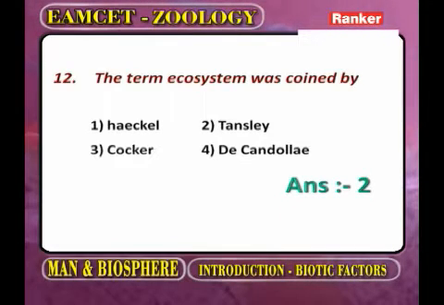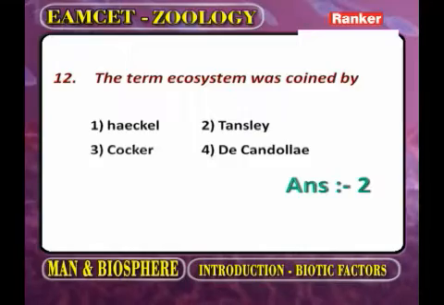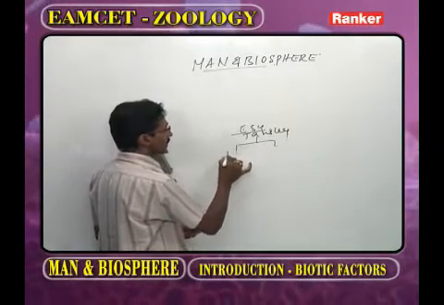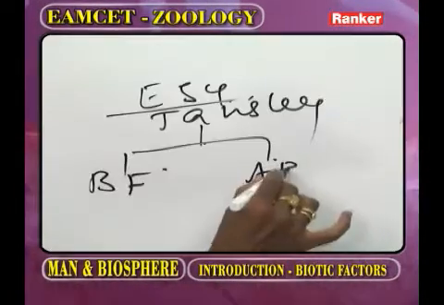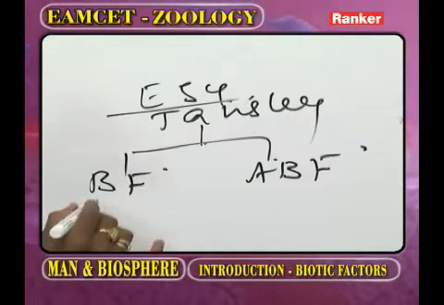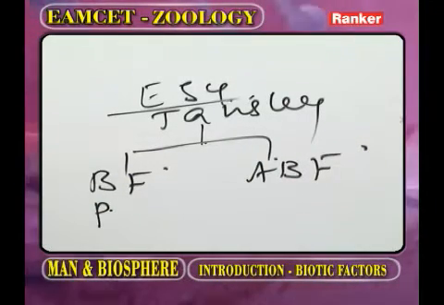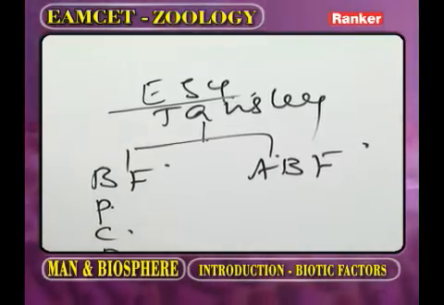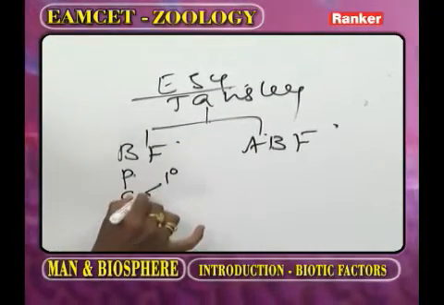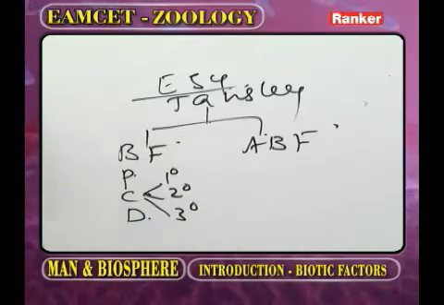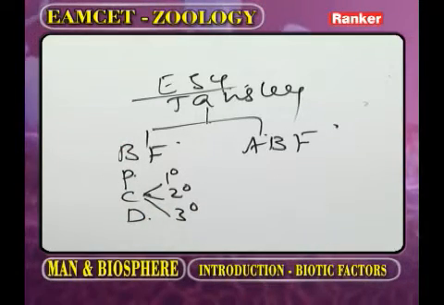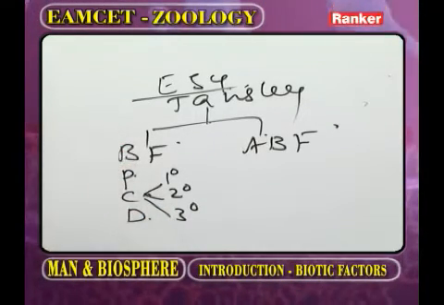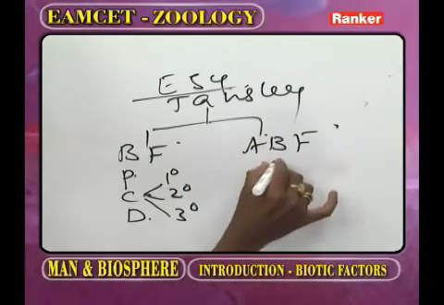The term ecosystem. As we observe the ecosystem, the word ecosystem is coined by Tansley. In the ecosystem, the biotic factors and abiotic factors are present. What are the biotic factors? One we call producers, consumers and decomposers. What are the consumers? Primary consumer, secondary consumer, tertiary consumer. And all these are the biotic factors. In the biotic factors body, what is present? The life is present.